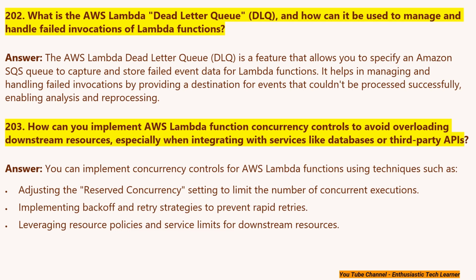analysis and reprocessing. How can you implement AWS Lambda function concurrency controls to avoid overloading downstream resources, especially when integrating with services like databases or third-party APIs? You can implement concurrency controls for AWS Lambda functions using techniques such as adjusting the reserved concurrency setting to limit the number of concurrent executions, implementing back-off and retry strategies to prevent rapid retries, and leveraging resource policies and service limits for downstream resources.